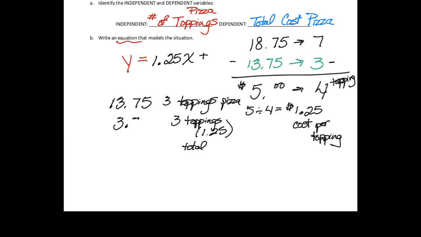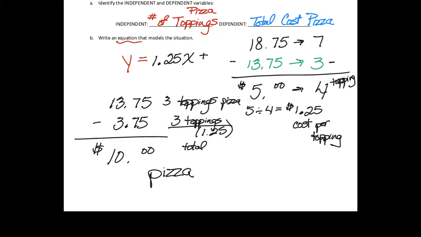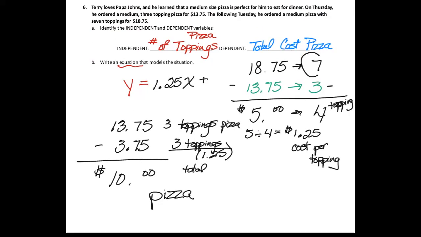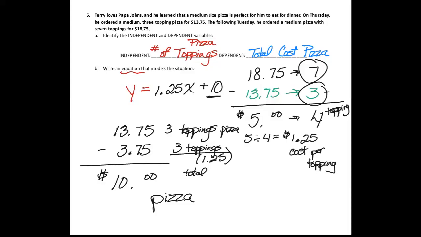So subtract $3.75, which is the amount of 3 toppings, which leaves you with a base medium pizza, which costs $10. So the pizza alone costs $10. Now, what you said was true. We could add the 7 and the 3 and get 10 toppings, but that is not what we're looking for here. We're trying to find the base price of a medium pizza. Oh yeah, that's the same. Yes, but that was lucky. I don't know that that was the correct way to do that.